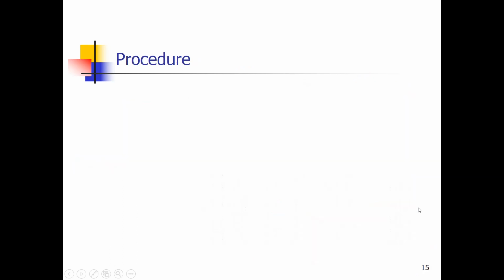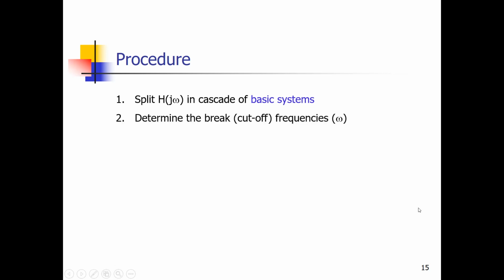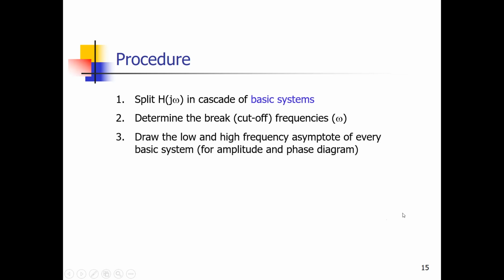So, how do you construct Bode plots? Let's end with that. What is always good is to start with splitting a complex function in a cascade system of basic systems. Then, for systems which have a j omega in it, so which are not only a constant value, determine the cutoff frequencies. And when we have the cutoff frequencies, we can draw the low frequency behavior and the high frequency behavior. We can do that for both the amplitude plot and for the phase plot. And we do that for every part of the system, so for every basic system.